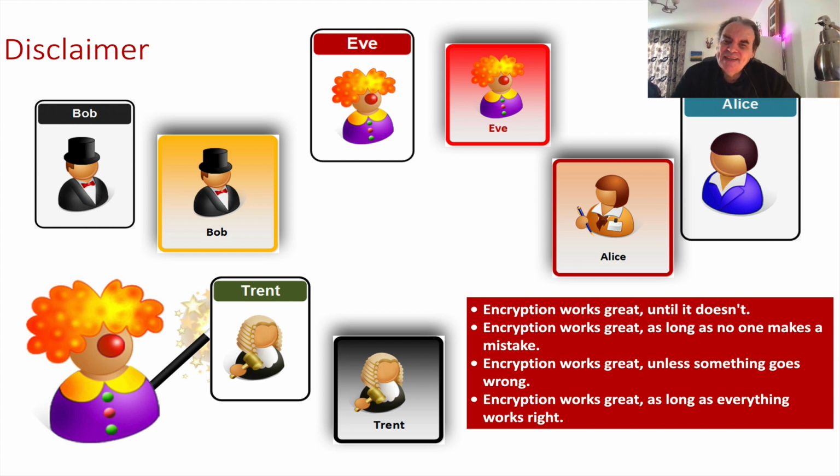So one thing that we should say is that encryption works great until it doesn't. The methods we'll investigate are good in themselves, but obviously that doesn't stop others from making a mistake, or stop us from failing to have integrated security. So encryption works great as long as no one makes a mistake, unless something goes wrong, and unless everything works right.